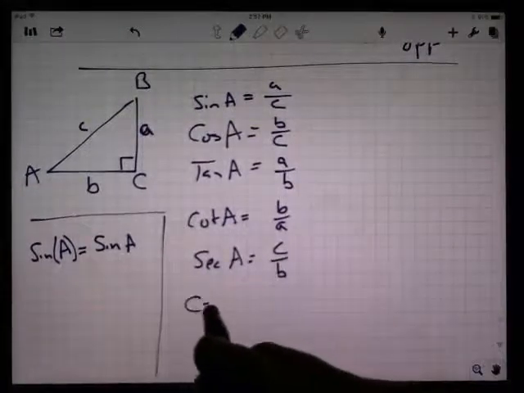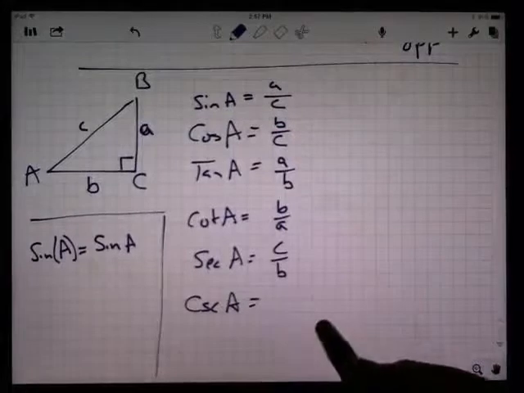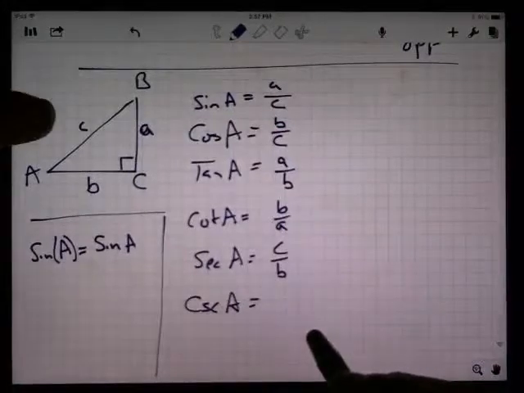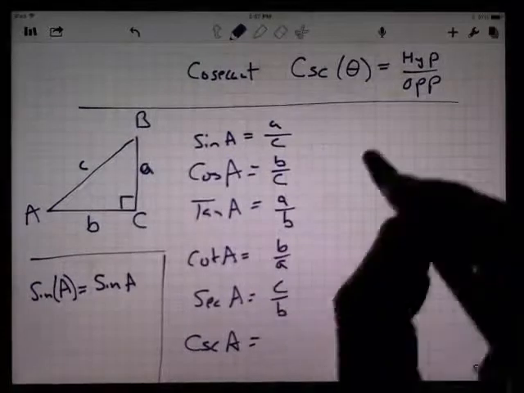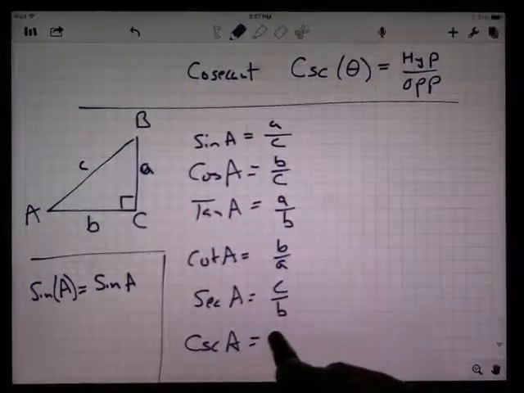And the cosecant of angle A is hypotenuse divided by opposite. So to begin with, you're going to have to be looking back at what two sides you want.